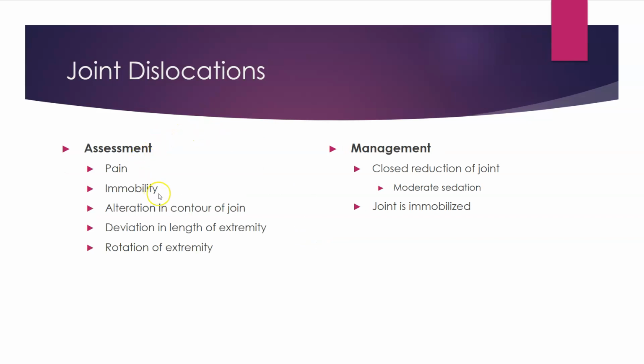For assessment: pain, immobility of that joint, alterations of the joint, so it's bending in ways it normally should not, deviation of length of the extremity, and impact on the mobility of that extremity. Ideally, what we want to do is a closed reduction of that joint. We might need some sedation, which is a nice way to do that, both from the patient standpoint, and it helps the clinician when the body is more relaxed. After you get that reduced, then you immobilize it. Reduction just means that you're pulling and manipulating it to put it back where it belongs.